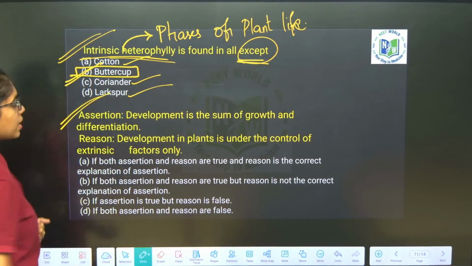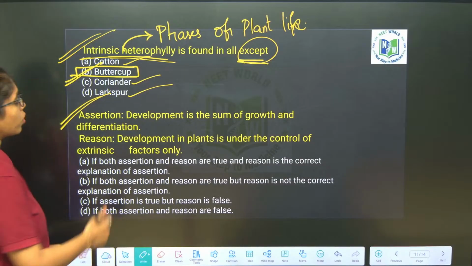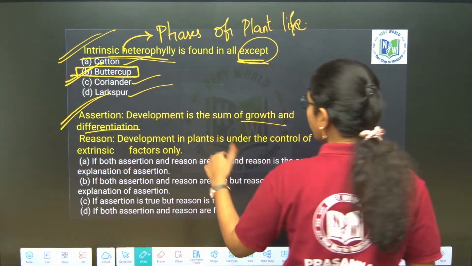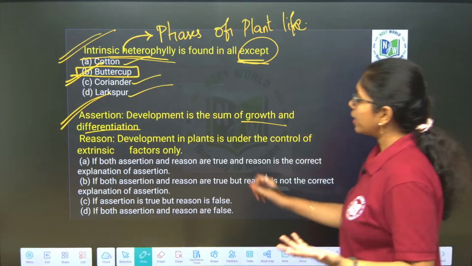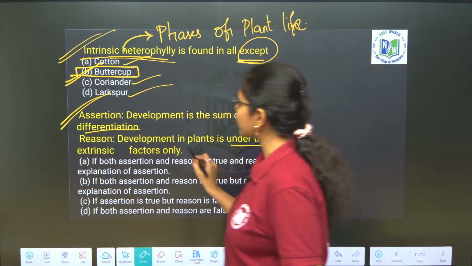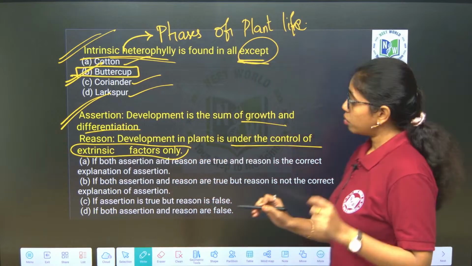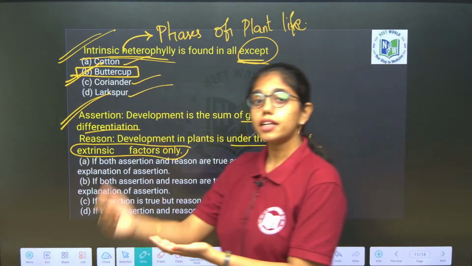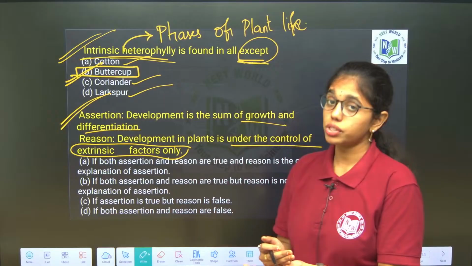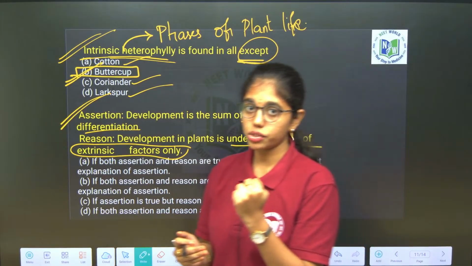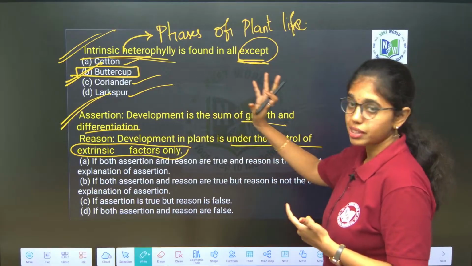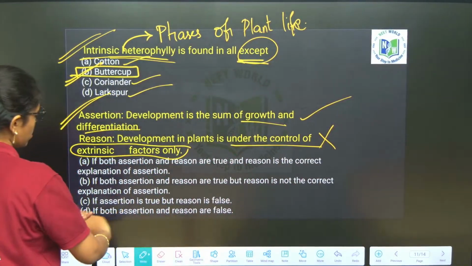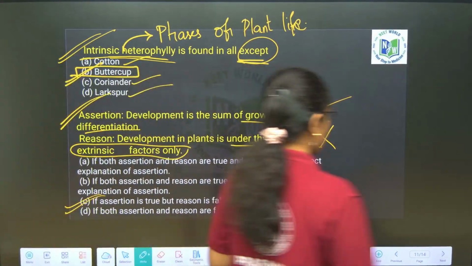Next, assertion reason type of question. Development is the sum of growth and differentiation, correct only. In reason, development in plants is under the control of extrinsic factors only. It is wrong, because development is not just under the control of the extrinsic factors, it is also under the control of the intrinsic factors. That is why we will be learning two types of factors, extrinsic and intrinsic, and examples as well. So here assertion is true and reason is false. Option C will be the right answer.